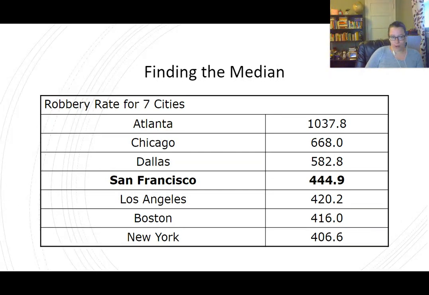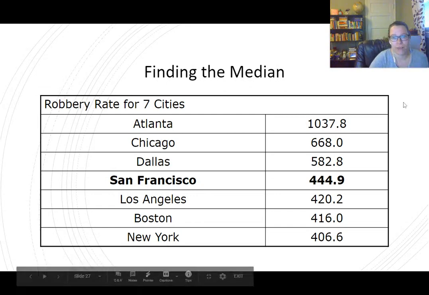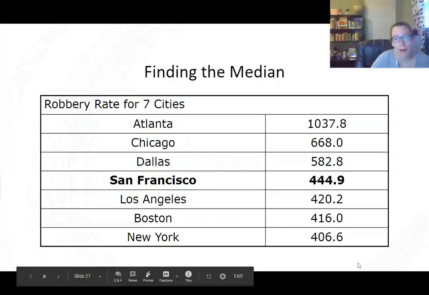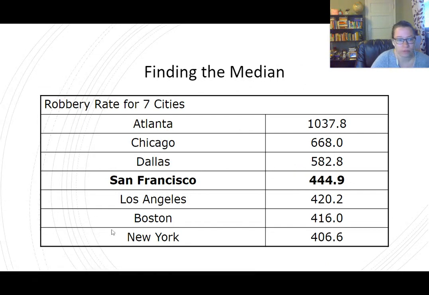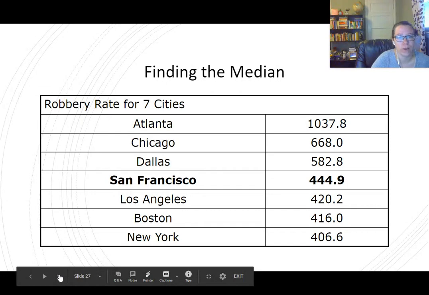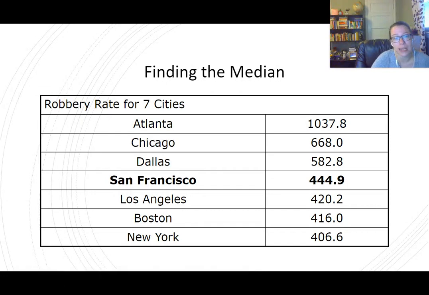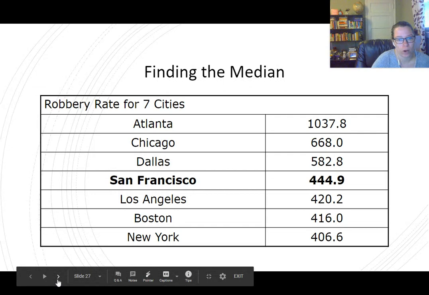So we have our robbery rate for 7 cities. I have organized them by the rate, highest to lowest. And so to find the median, I'm going to take off the highest one, take off the lowest one, take off the next highest one, take off the next lowest one. And it's going to mean that San Francisco here is going to fall in the middle. Again, if you organize it in a frequency table like this, it's pretty easy to find the middle value. So San Francisco has the median out of these 7 cities with a robbery rate of 444.9.